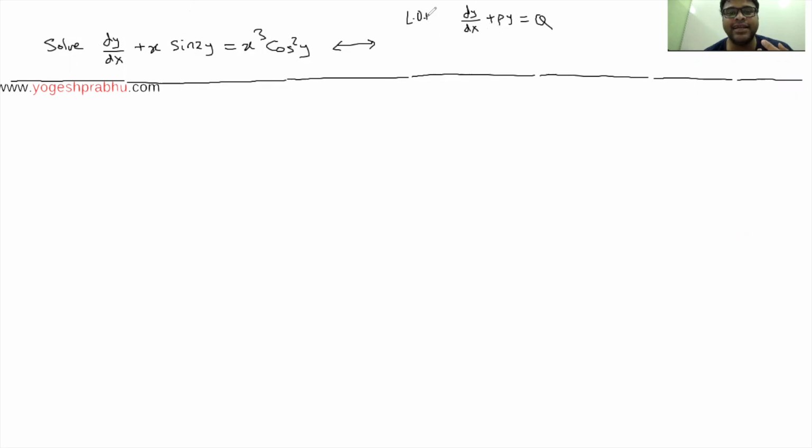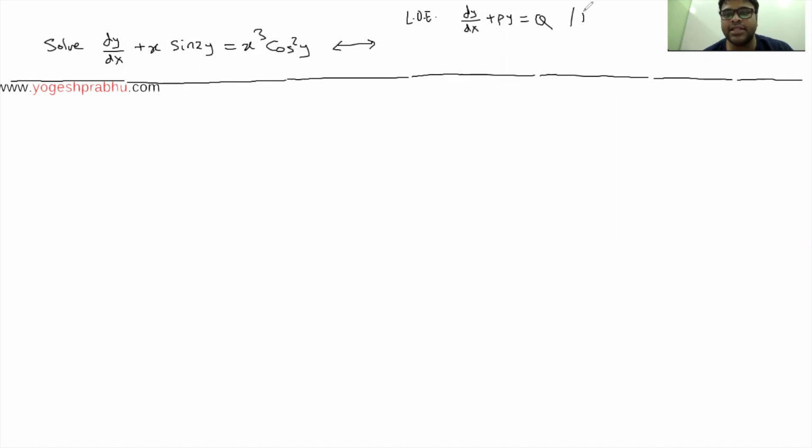This is LDE. Okay, but if you see clearly, this equation is not fitting into that form. In dy by dx plus py, there is no y. You have sine 2y, and that's not how we want it. We want py, right? And also, you don't even have q, right? Do you remember the rule for p and q?